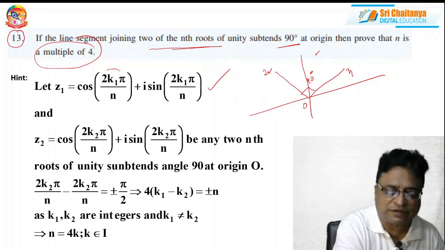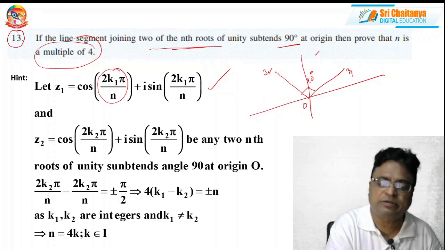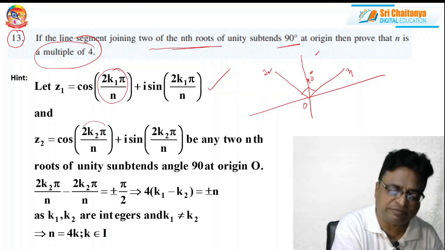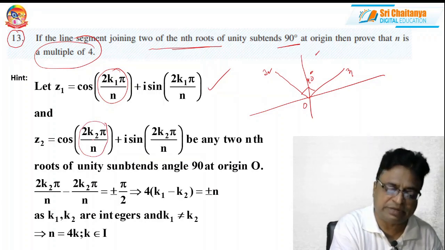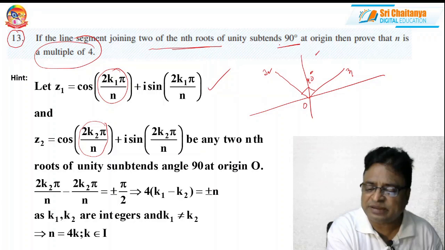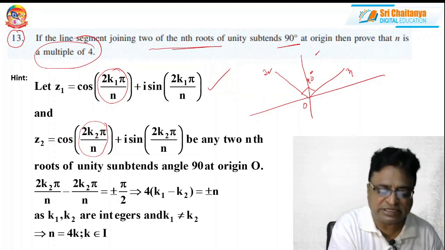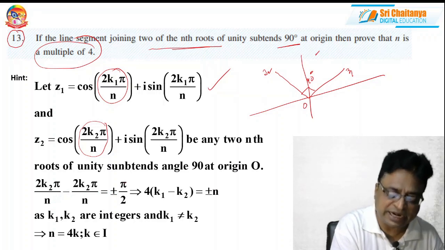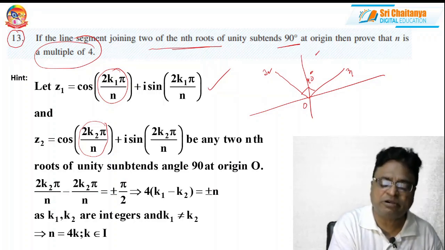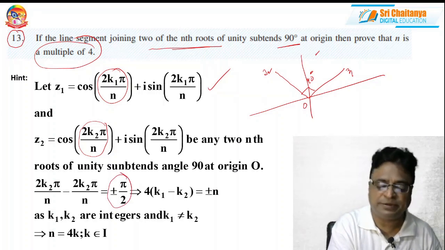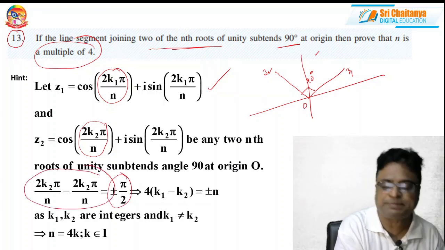The argument of the first complex number is 2k1 pi by n, whereas the argument of the second complex number is 2k2 pi by n. Whenever it is given that they subtend 90 degrees at the center, it means the difference between the arguments of these two complex numbers is 90 degrees. Since they have not mentioned any direction, conveniently I have taken it as plus or minus pi by 2. So this step is the crucial step.